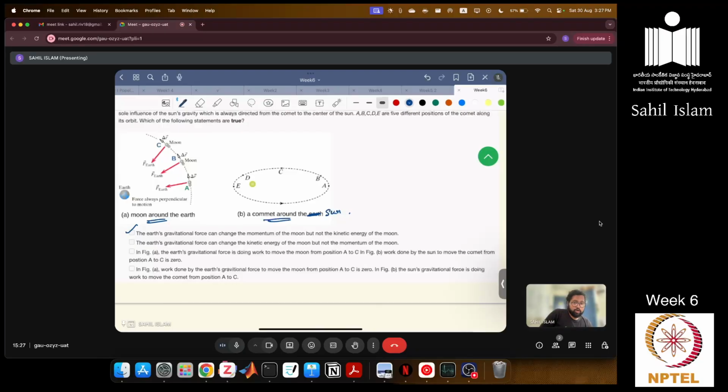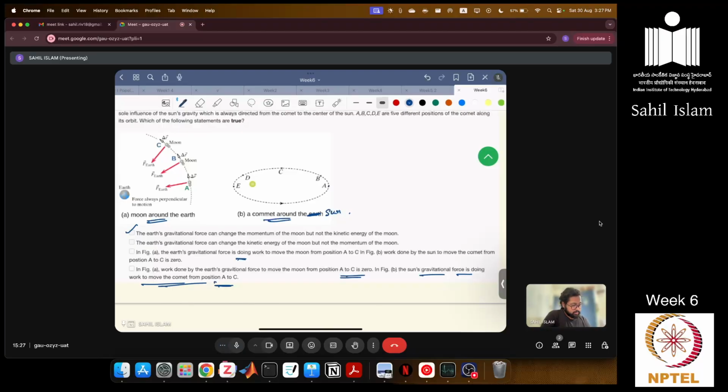If it is a circular orbit, then the displacement and the force are perpendicular, so the dot product becomes 0. So Earth's gravitational force is not doing work. So work done by gravitational force from A to C is 0. The sun's gravitational force is doing work on the comet, because this is not perpendicular.